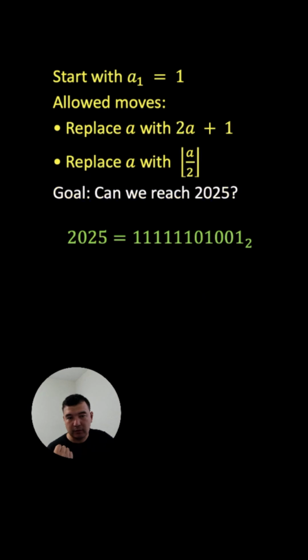So if you go back to the initial problem, you start with 1, you can either add the 1 here, or if you have several digits in binary representation, you can remove the last digit. So the question is, can you reach 2025? Is it possible to get zeros at these locations? Or even if you change the starting number? So what kind of number? So what would be a1 in order to be able to reach 2025?